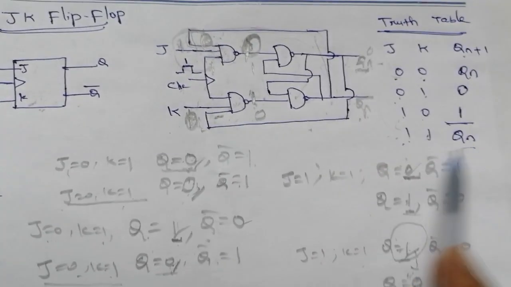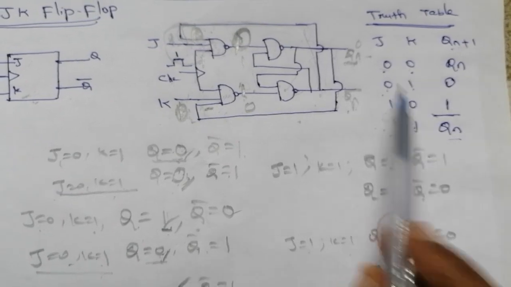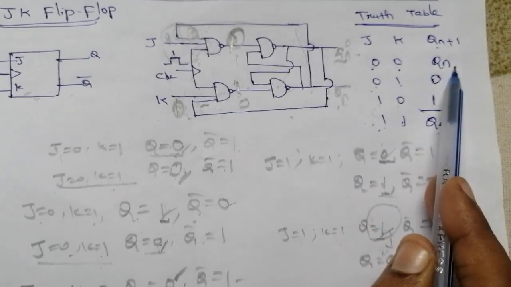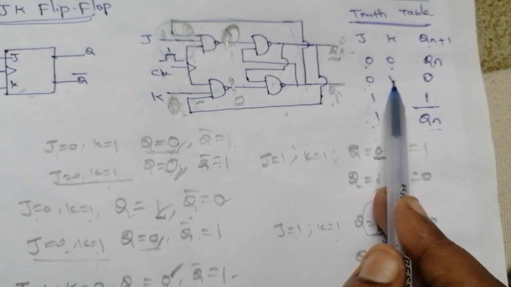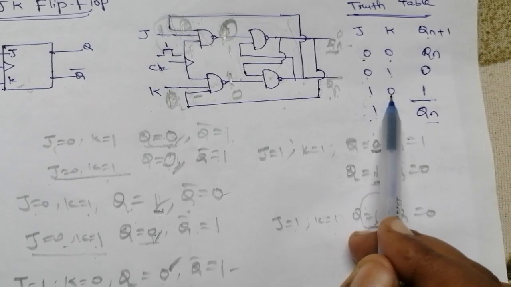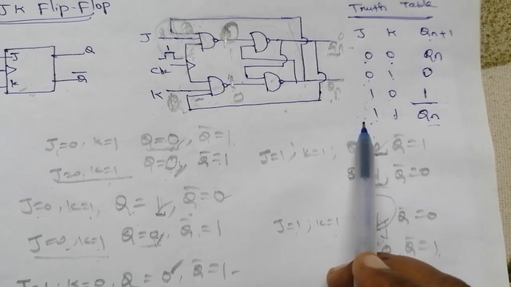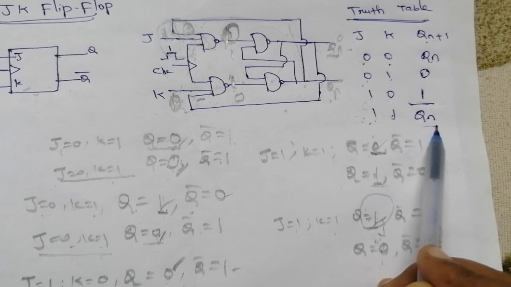So now this is the truth table of the JK flip-flop. The 0 0 state produces no change. The 0 1 condition produces the reset state. The 1 0 condition produces the set state. The 1 1 condition produces the complement state.